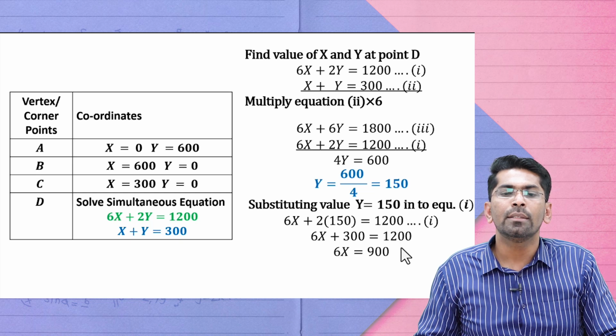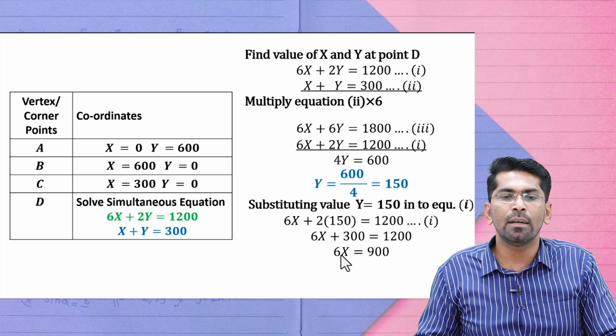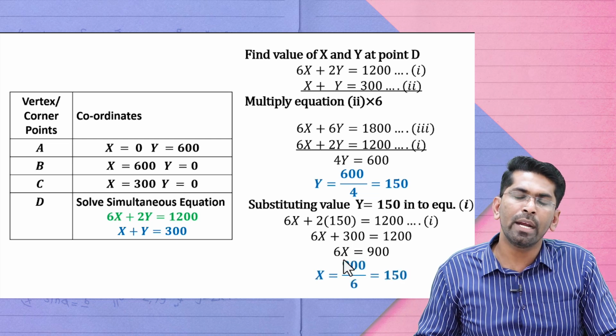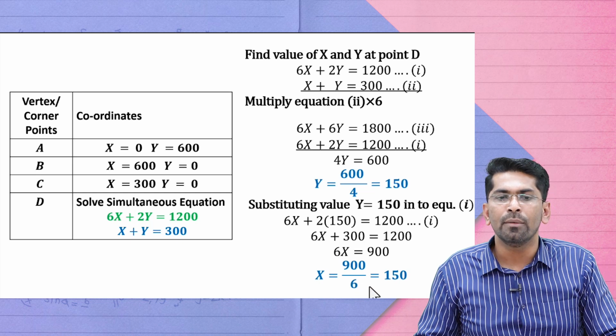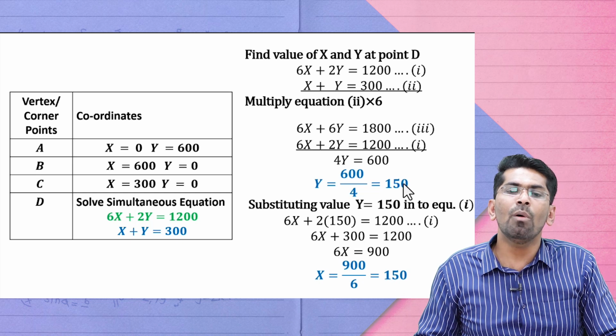It will become 1200 minus 300 which is equal to 900 here. Now we are going to divide both sides of the equation by 6 so that we can cancel out the coefficient of x, and accordingly we can isolate the variable x. So here x is equal to, by dividing both sides of the equation by 6, 900 divided by 6 which is equal to 150. So here the value of x is equal to 150 and the value of y is also equal to 150.